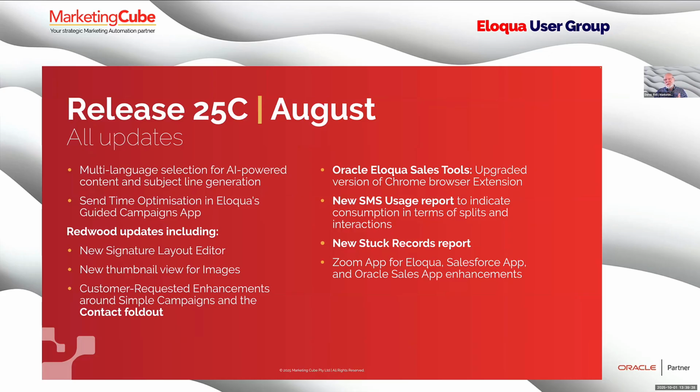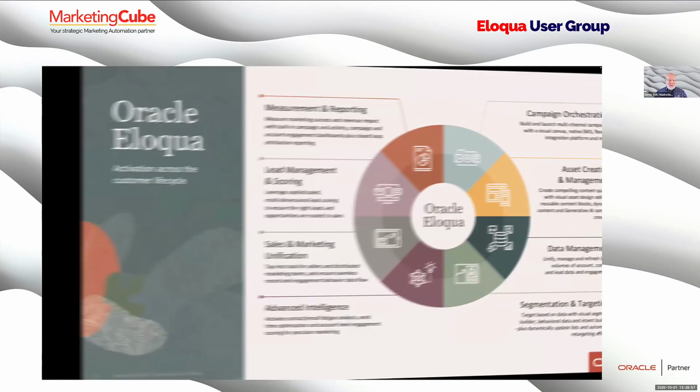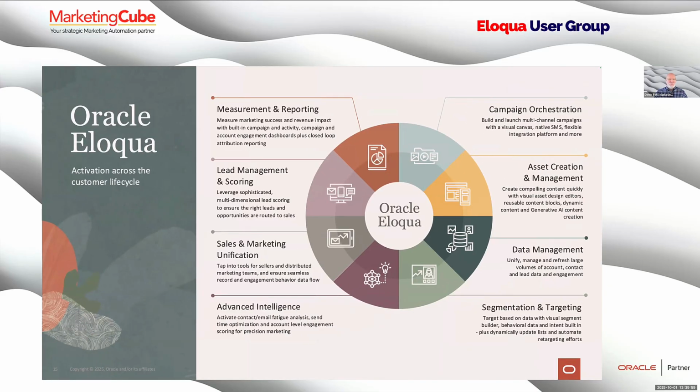The sales tools updated. That's more of a technical thing than anything else, but there's actually a whole new profiler coming, mostly with a Redwood look and feel, but also some other enhancements. For those that are running the Oracle Eloqua SMS product, usage reports available, new stock records report, and changes to the Zoom app for Eloqua, the Salesforce app, and the Oracle Sales app enhancements, all of those. If you subscribe to our important updates, you will have seen more detail on some of those points.